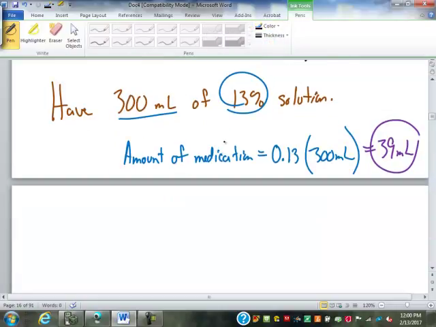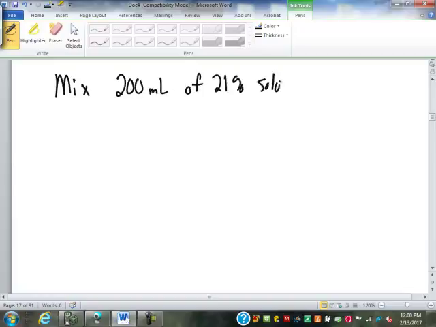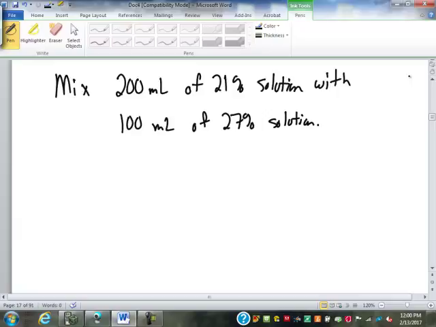Well, for our purposes, we're looking at mixing two solutions together. So let's say we mix 200 milliliters of a 21% solution with 100 milliliters of a 27% solution. Let's find the concentration of the result.